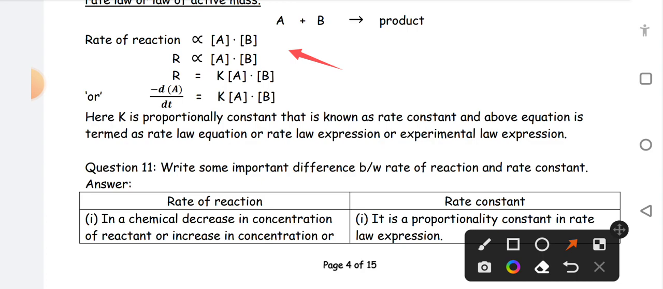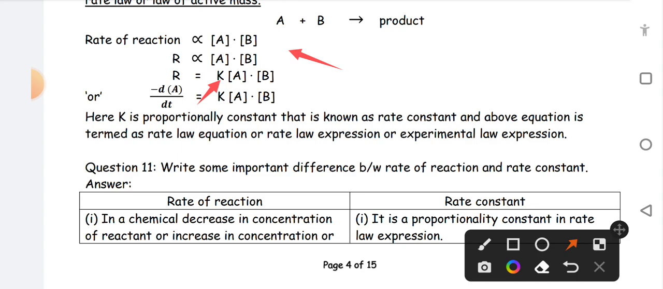So R is equal to K, active mass of A into active mass of B, and based on differentiation this rate can be written as minus d[A] upon dt is equal to K [A][B]. So it is clear. The proportionality constant K is known as the rate constant. Another very important term of this chapter after rate of reaction is the rate constant.